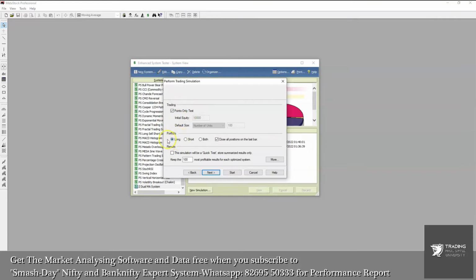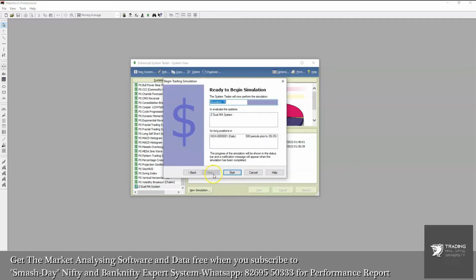Now here we are doing a points only test. We are creating a long portfolio, and here we keep the 100 most profitable results. This is very important because we know there will be 66 tests, so all 66 will be contained if we keep the 100 most profitable results for each optimized system. Otherwise, if we give here a number which is less than 66, then all the results will not be shown. So I am keeping a number which is sufficiently big compared to the total number of tests. Okay, so we proceed, and this is where our test begins.